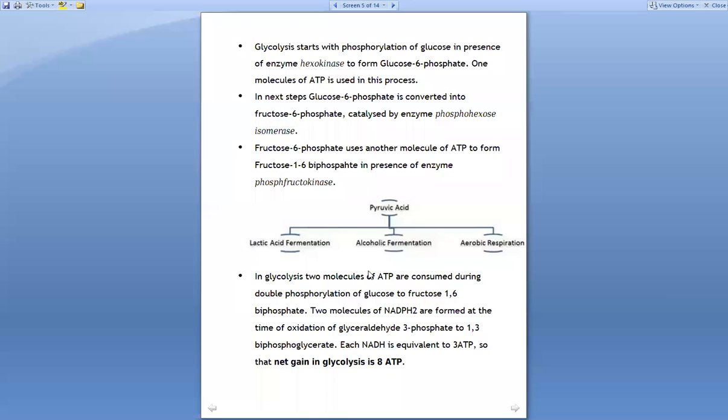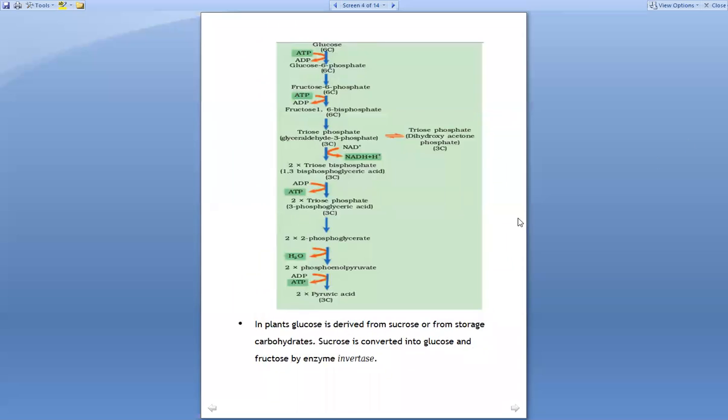So this is all about the steps which we have already seen in glycolysis, right? I hope you are very clear with the first type of the aerobic respiration pathway, and that is glycolysis.